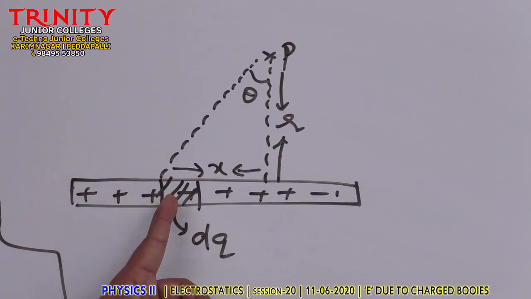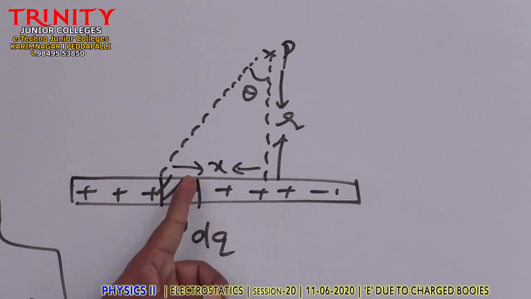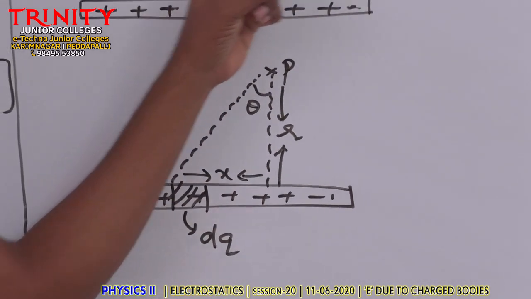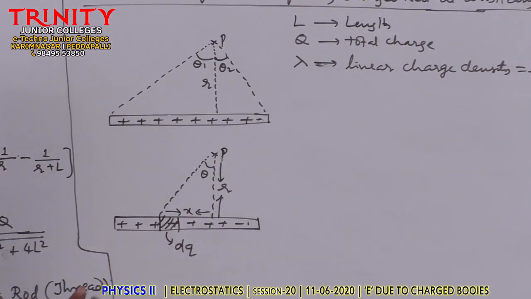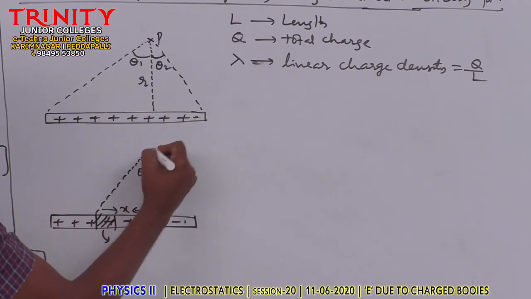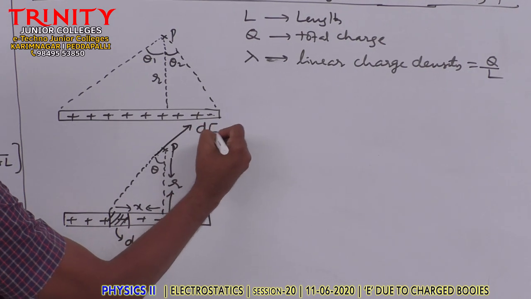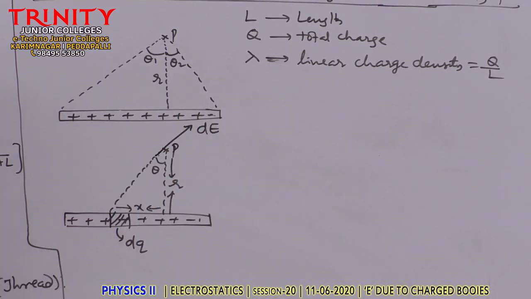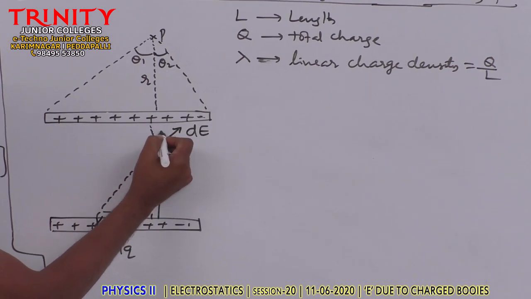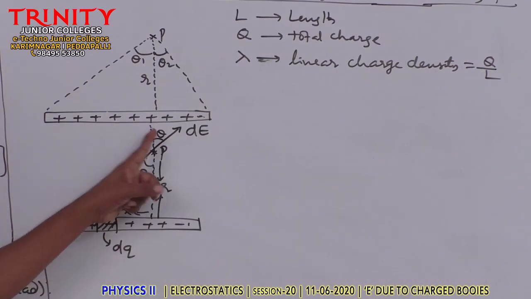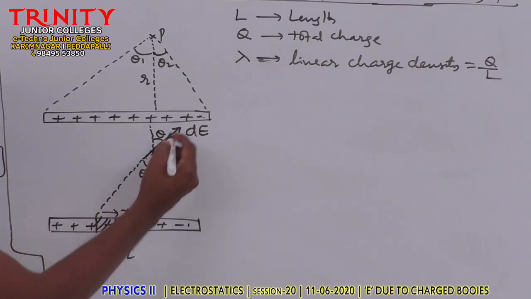Naturally, once you find the intensity because of this element, then you integrate from theta 1 to theta 2, and the total rod will be covered. So the intensity because of this element is dE, and this angle will also be theta. See here, this angle will also be theta. Resolve this into two components.